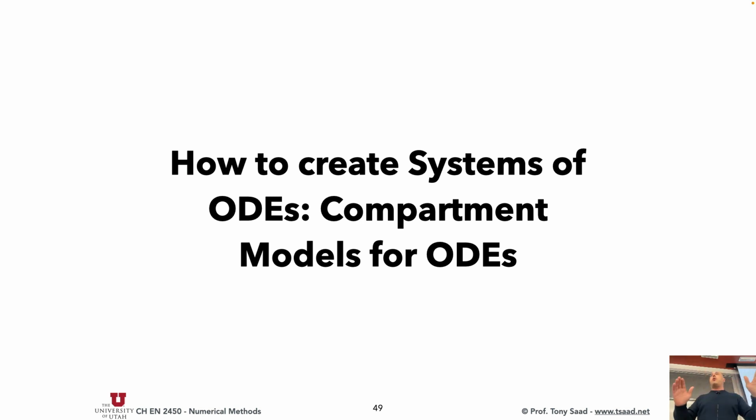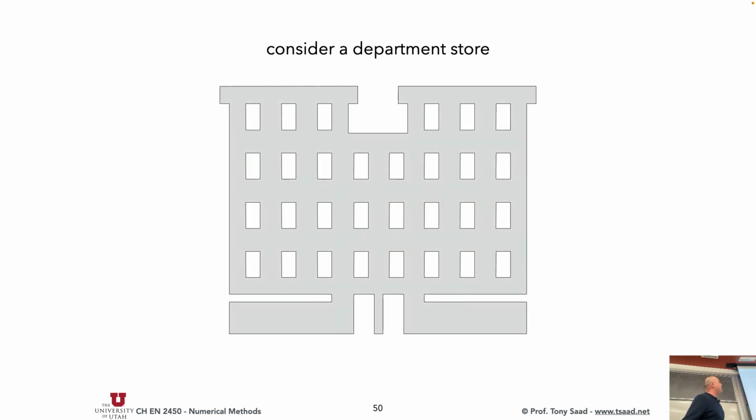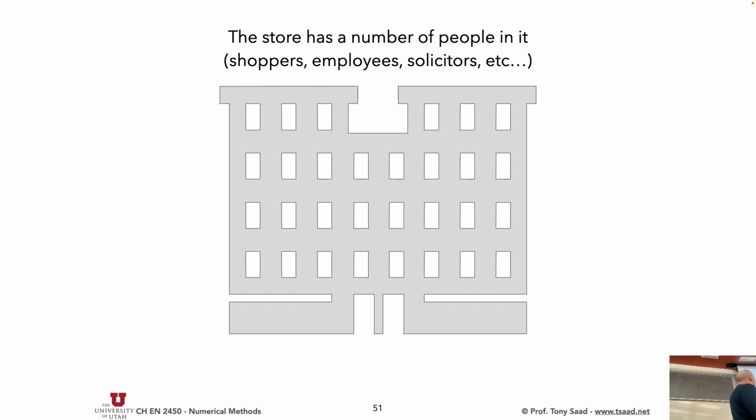So we're still learning how to drive. Now we're going to learn how to drive a truck, essentially, a system of ODEs. All right. So first, consider a department store. This is a gorgeous building over here for the department store. Now, the store has a number of people in it.